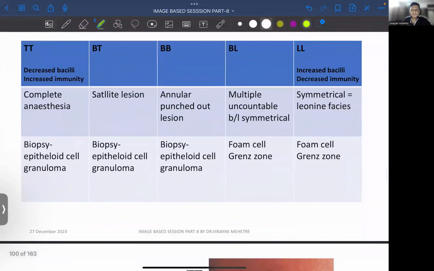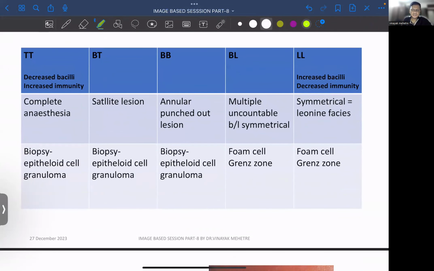And these are the types of leprosy. TT, tuberculoid. BT, borderline tuberculoid. BB, borderline. BL, borderline lepromatous. LL, lepromatous leprosy. Remember this, in TT, tuberculoid, complete anesthesia will be seen. Borderline tuberculoid, I will show you the images.